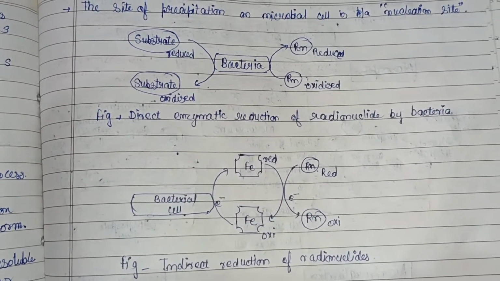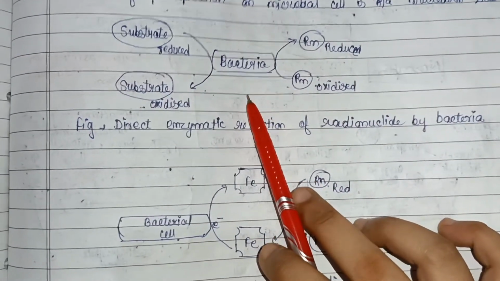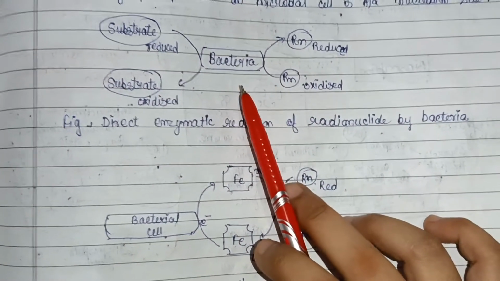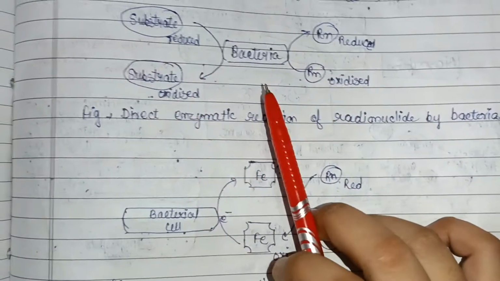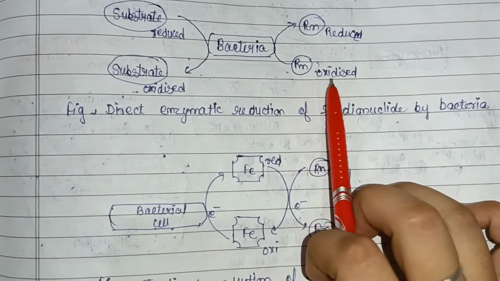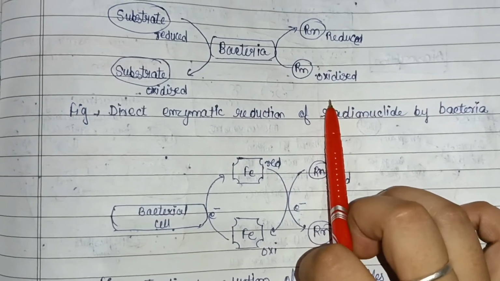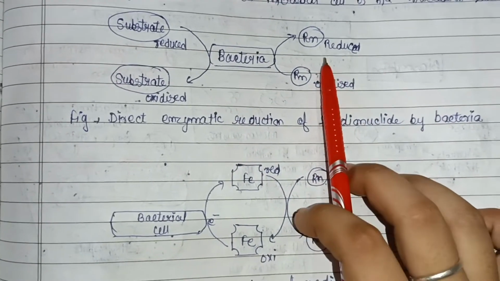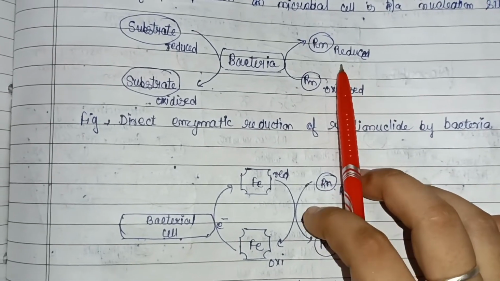So here bacteria basically use electrons that are released during the oxidation of organic compounds, that is the substrate, to convert the oxidized, mobile and soluble forms of radionuclides such as uranium and chromium into their reduced, immobile and insoluble forms.